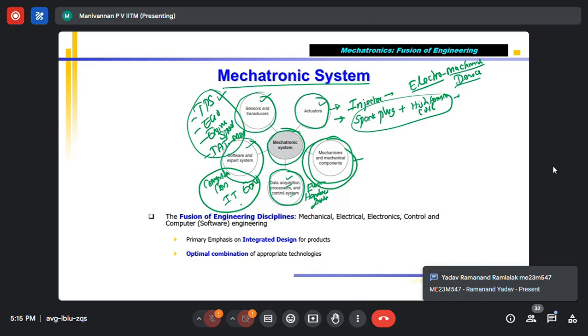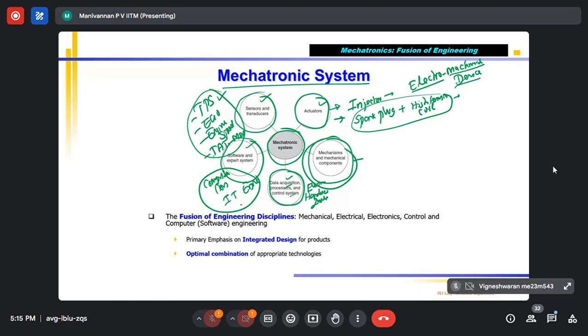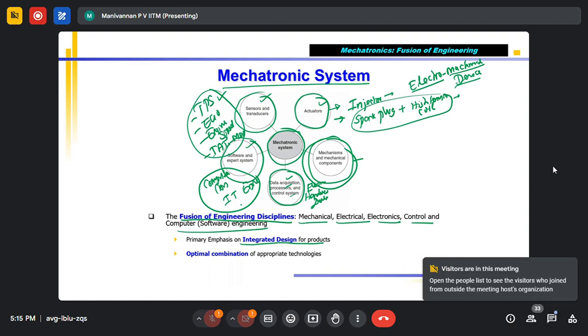Okay, so that means mechatronics is nothing but a fusion of engineering. That means mechanical, electrical, electronic, control engineers and software engineers need to work together to develop an integrated product design. Because if I want to develop a new engine for your car, whether it's a two-wheeler engine or a four-wheeler engine, your company, you are part of that.